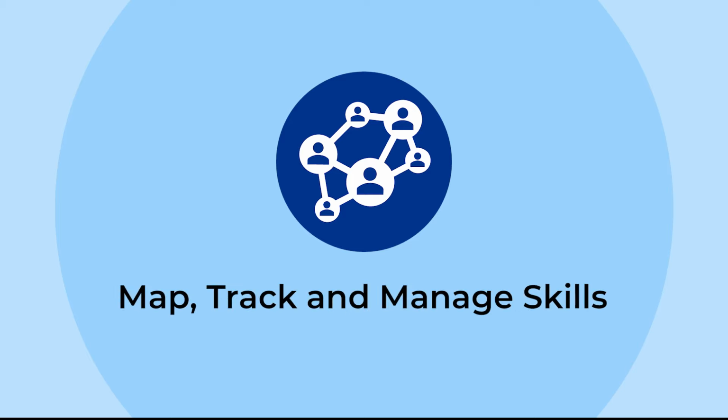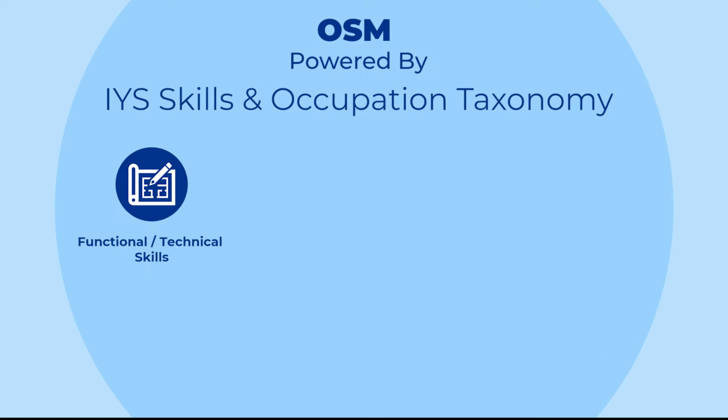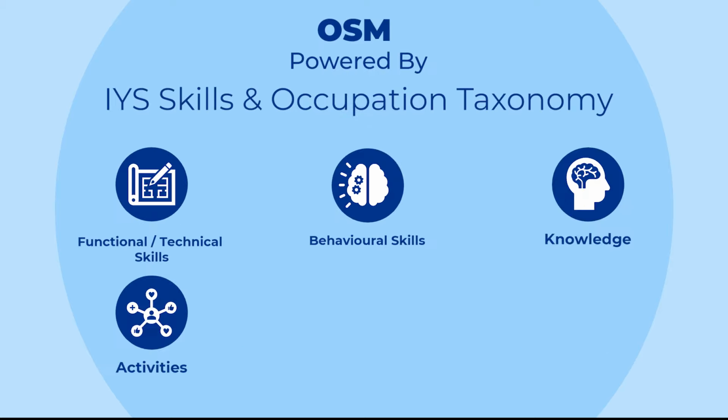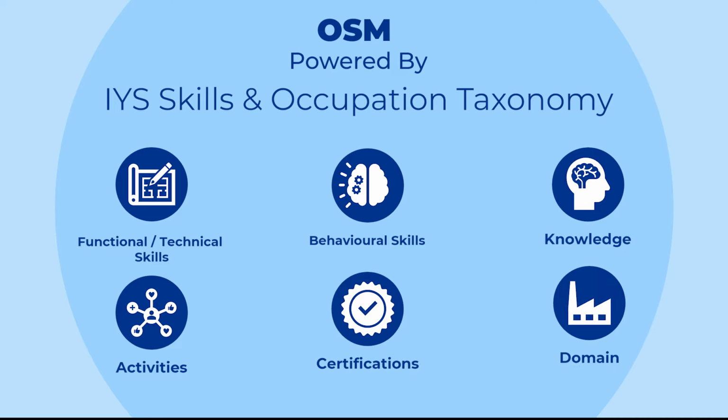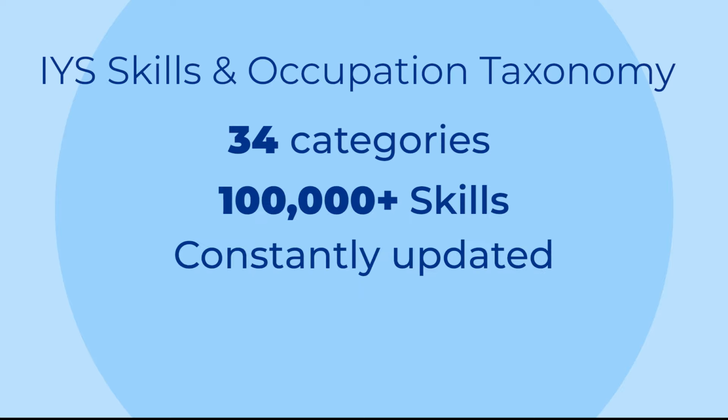Map, track and manage skills in your organization. With OSM, or Organization Skills Management Application, OSM comes with a built-in skills taxonomy that is a large, intelligent database of skills covering all dimensions of talent. The taxonomy covers 34 categories and over 100,000 skills terms, and the taxonomy is constantly updated.